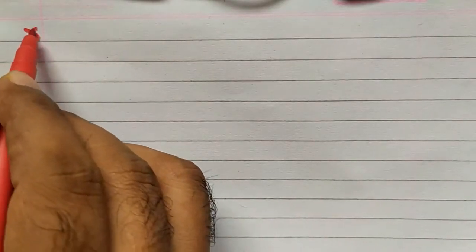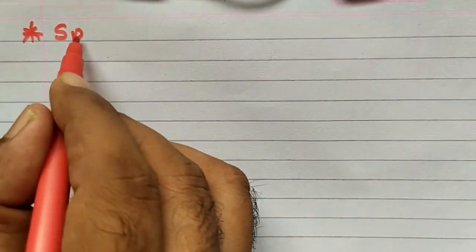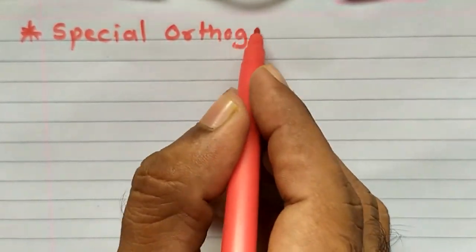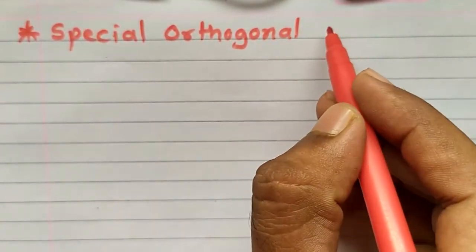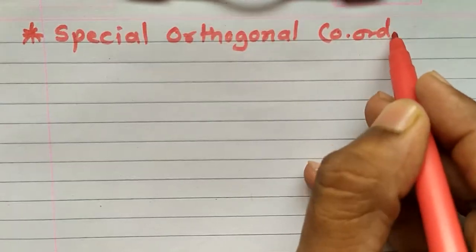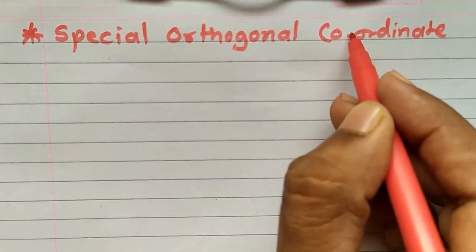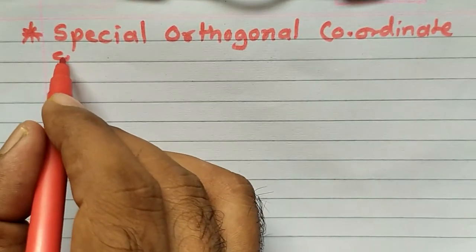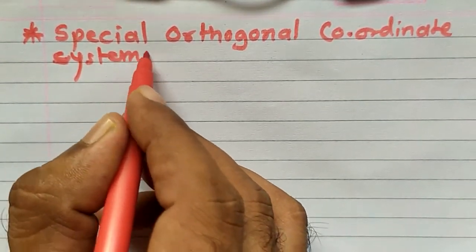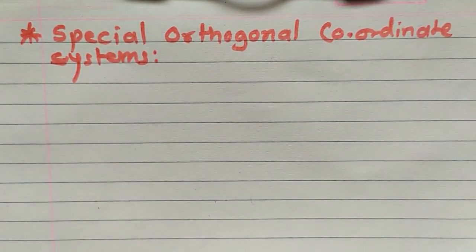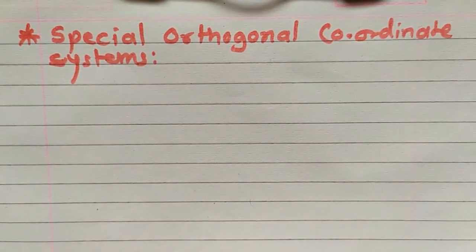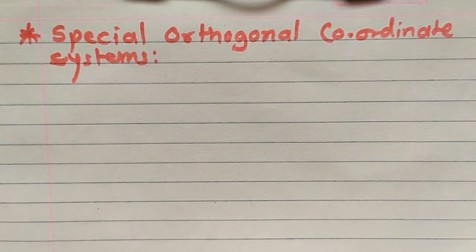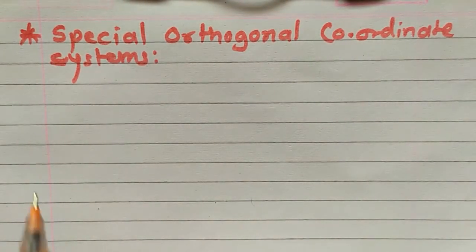So today's point is spatial orthogonal coordinate systems. So this is today's point, spatial orthogonal coordinate system. First spatial coordinate system is Cartesian coordinate system.